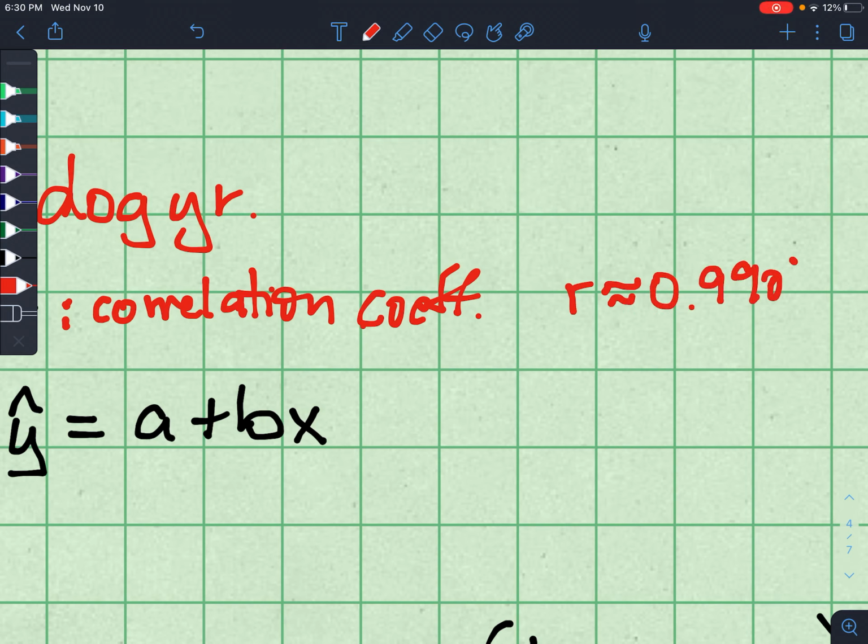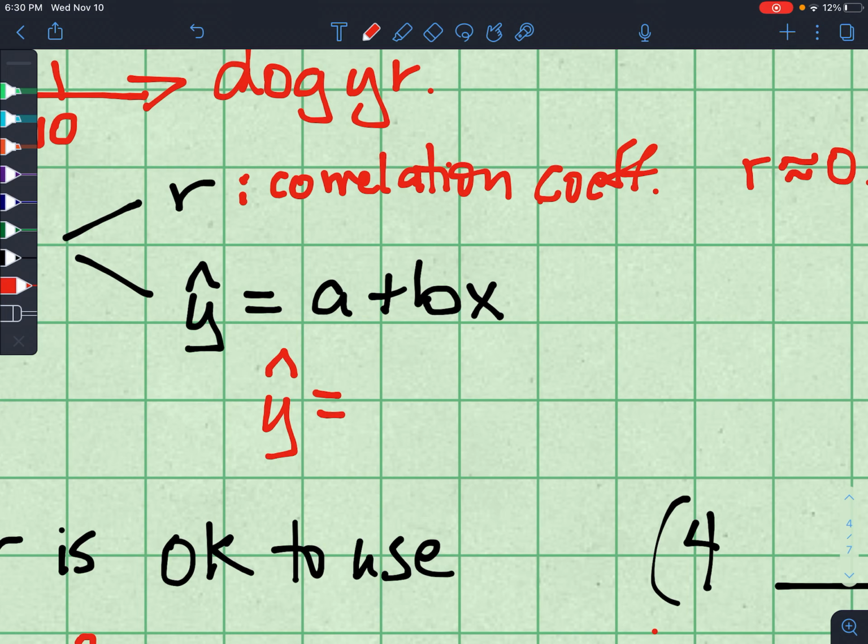Our equation. Why do we put a little thing on top of the y? No particular reason. This is how stats defines their least squares regression equation, is that it's not a normal y, it's a special y. So we put a little hat on top of it.